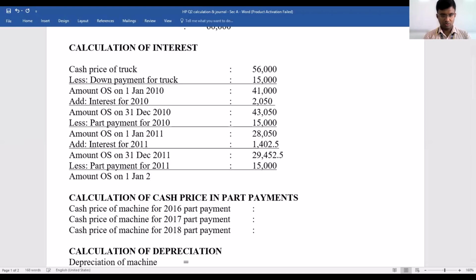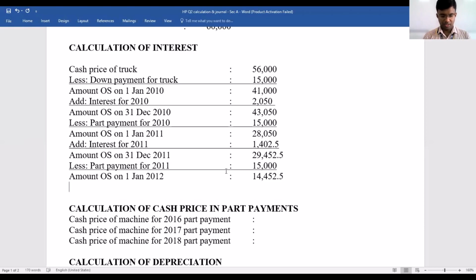1st Jan 2012. This will work out to be 14,452.5. And from this, we will have to subtract the interest for 2012. Please remember, we are computing the balancing figure.